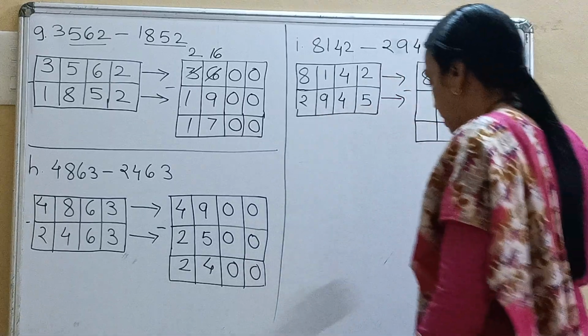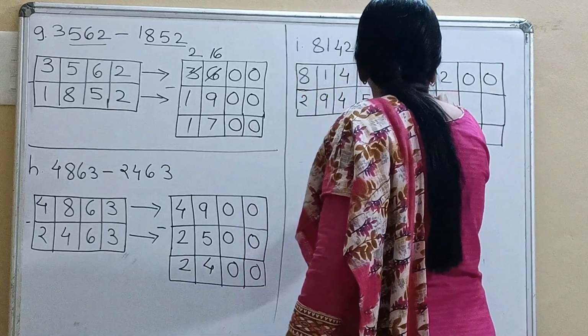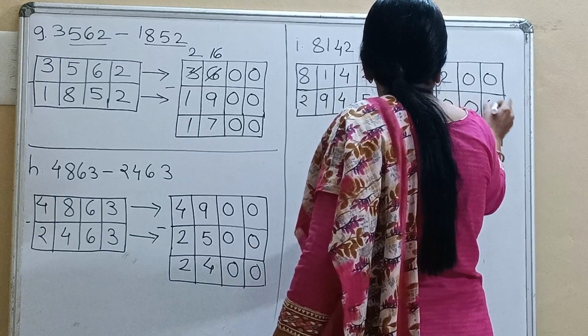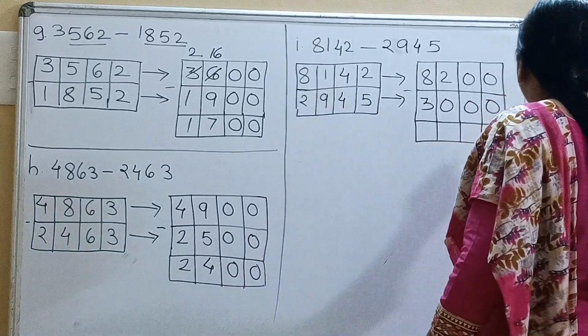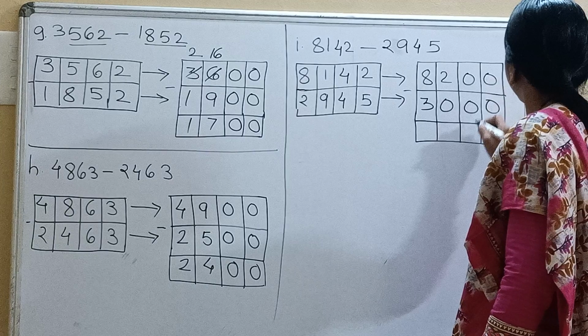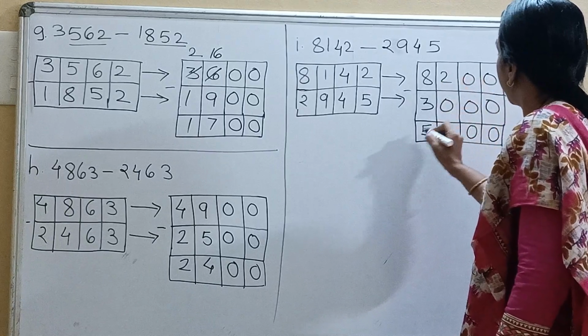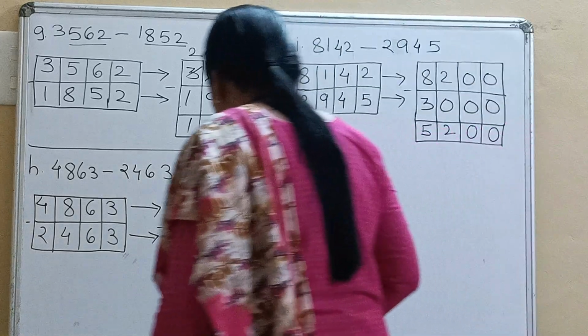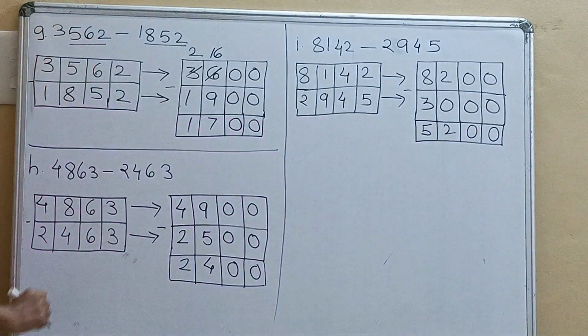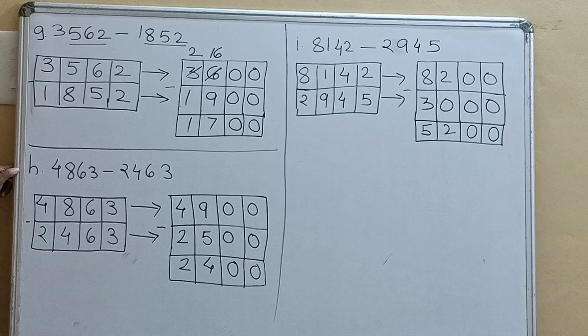And 2945, that we can write down as 3000. Okay, so 0 minus 0, 0, 0 minus 0, 0, 2 minus 0, 2, 8 minus 3, 5. So what is our answer? 5200. So complete these examples in your notebook.